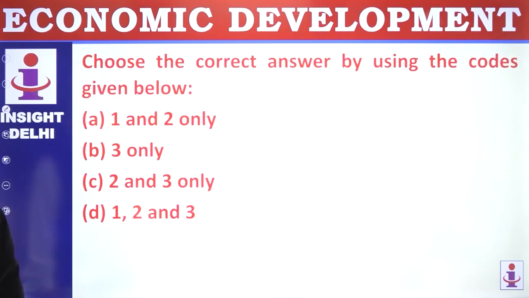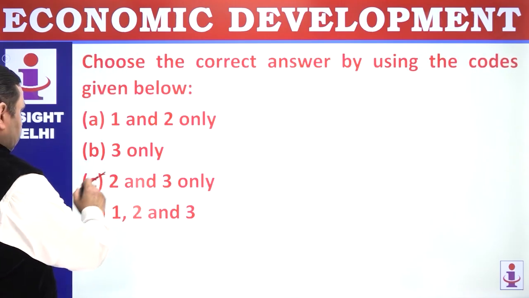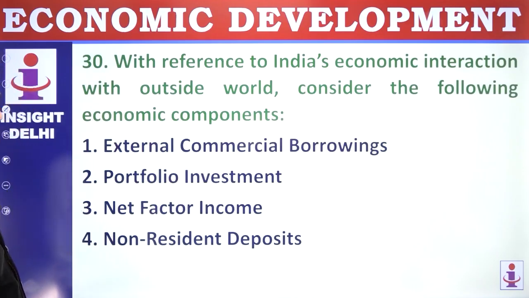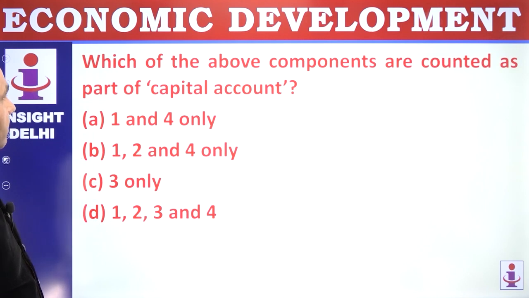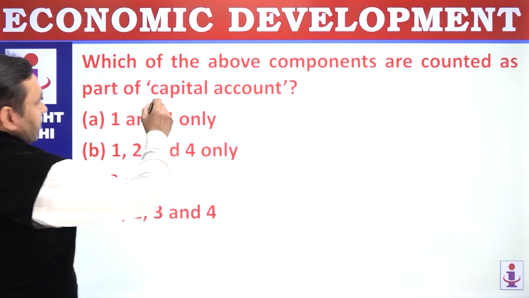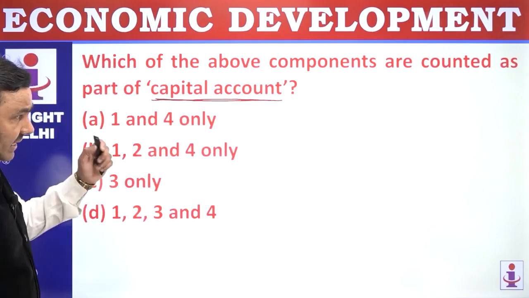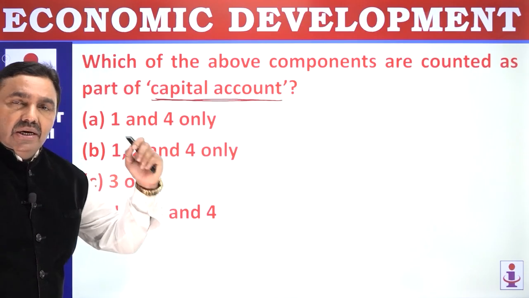Choose the correct 2 and 3. 30. With reference to India's economic interaction with the outside world, consider the following. External commercial borrowings, let us see. Which of the above components are part of capital account? Capital account means asset ownership changes. That's a fundamental feature. Change in asset ownership.